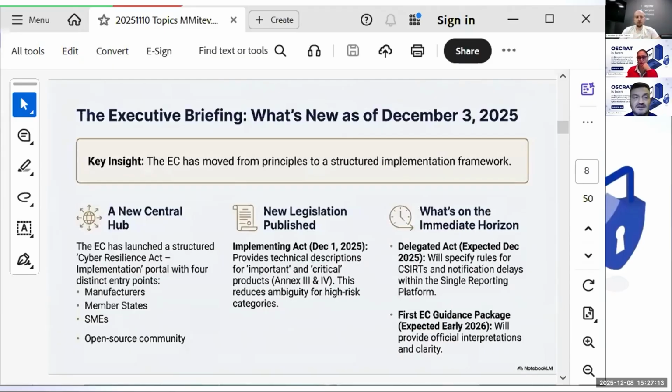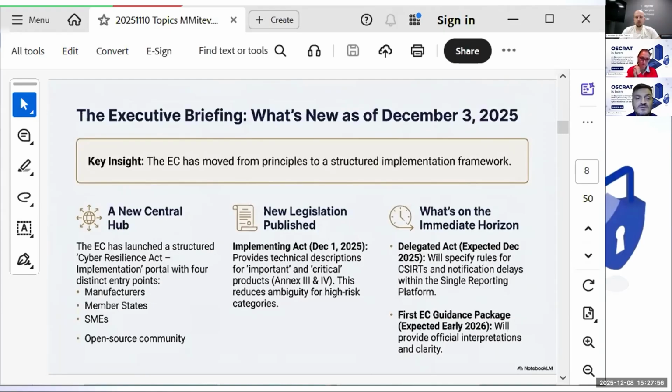The first big change is that the Commission now gives a clear and structured plan for implementation. Before, the CRA was mostly a legal framework. Now we see exactly how the European Union expects organizations to prepare. The Commission launched a new online portal for implementation. It has 4 entry points for manufacturers, member states, CMA, and the open source community.